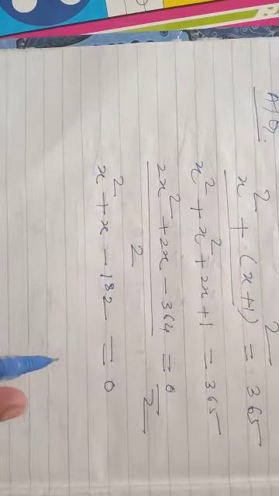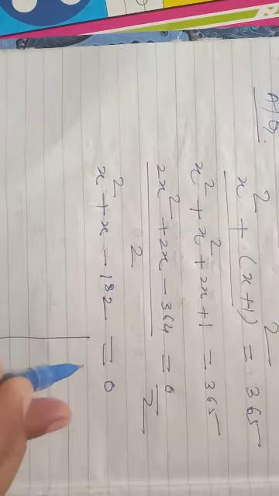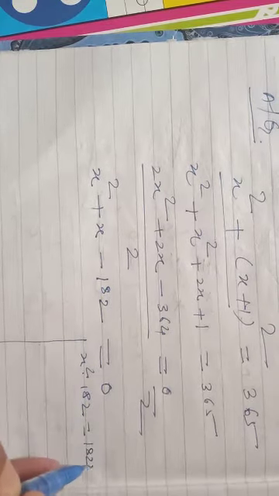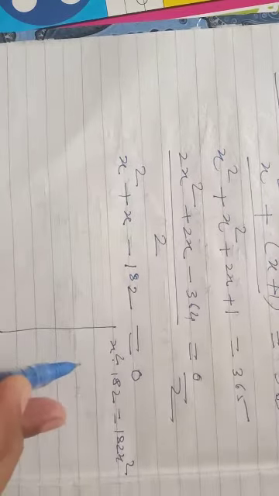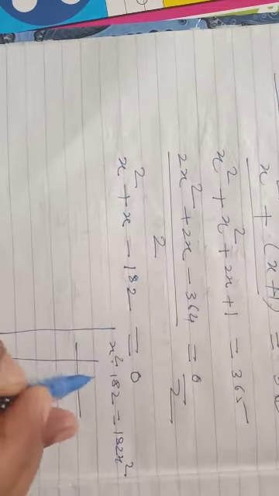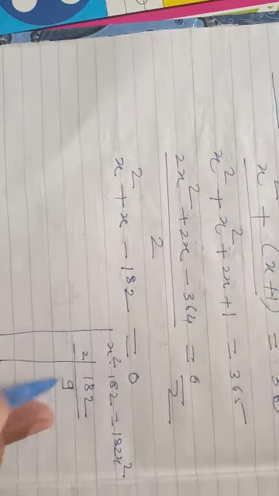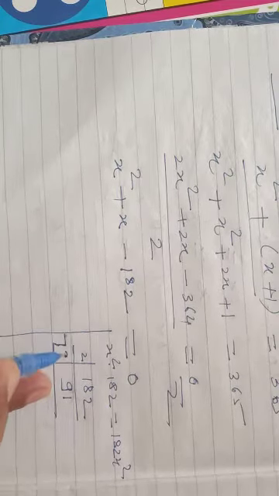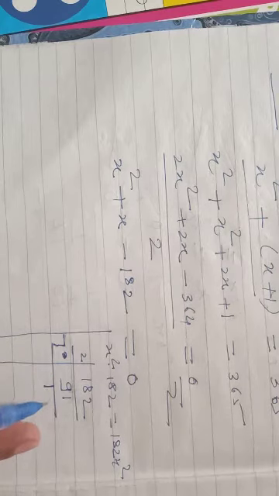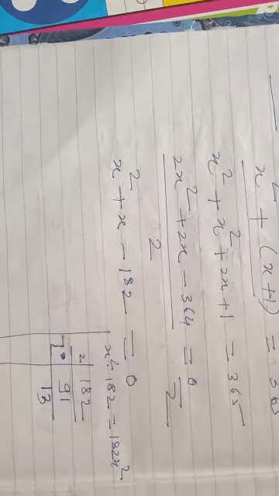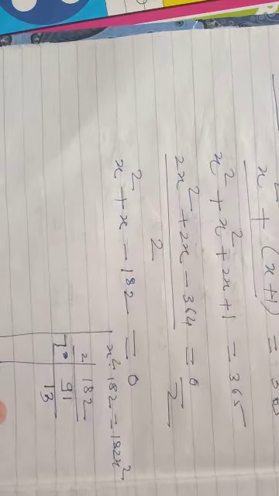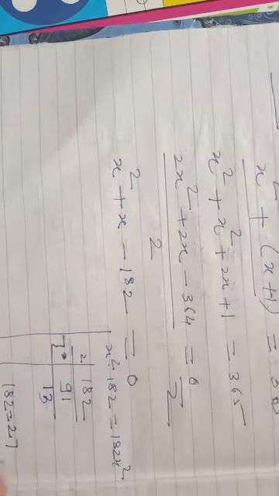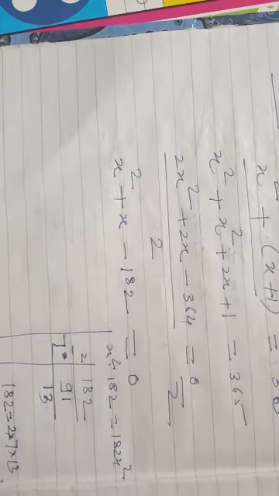First we should get this as rough work. x square into 182, definitely 182 x square. So we should factorize 182. 2 nines are 18, 2 ones are 2, 7 ones are 7, 7 threes are 21. It means what is the factor? The factors of 182 are 2 into 7 into 13.